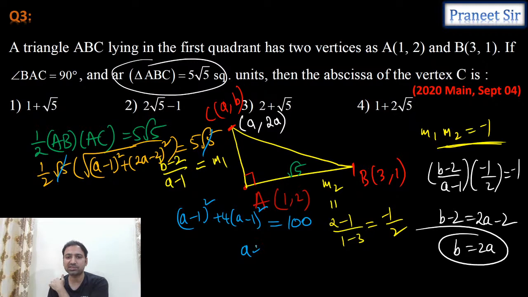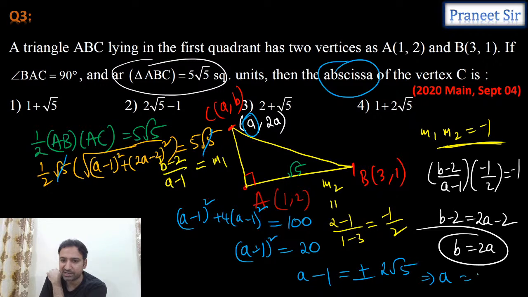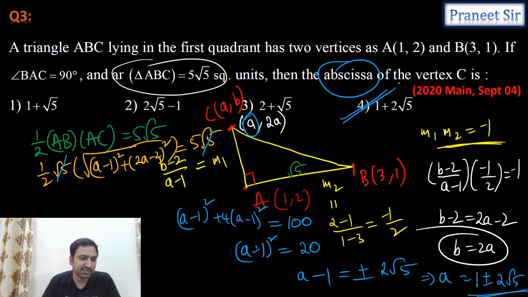So from this, (a minus 1) whole square is equal to how much are we getting, guys? 20 we are getting. So a minus 1 is equal to plus or minus root 20. Root 20 I can write as 2 root 5, right? We need to calculate the a value only, guys. Abscissa means what? X coordinate. So a is 1 plus or minus 2 root 5. Yes, so 1 plus 2 root 5 is the answer, so the fourth option is the answer. Yes, you're right, Sharon, correct.